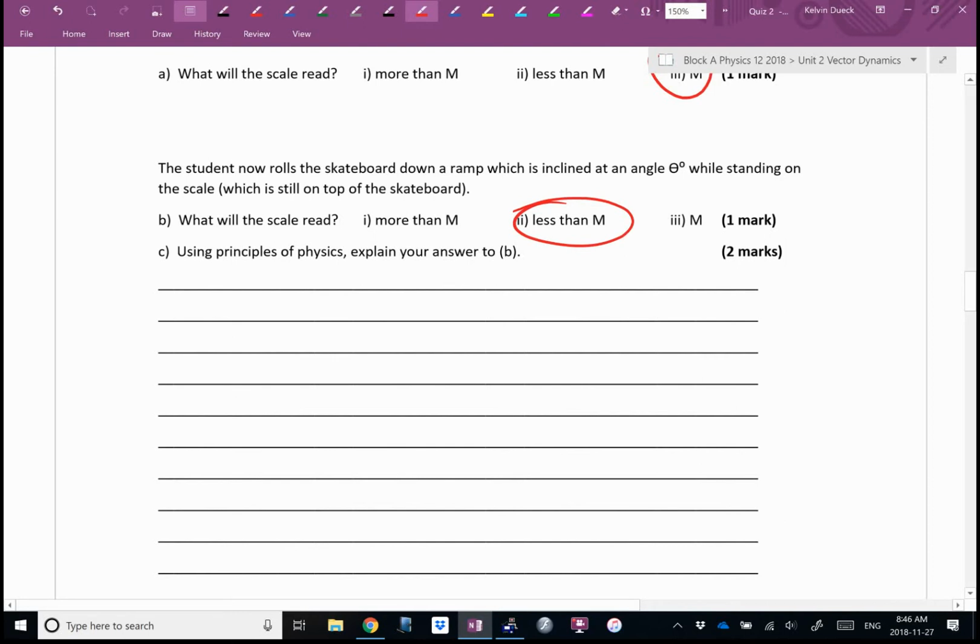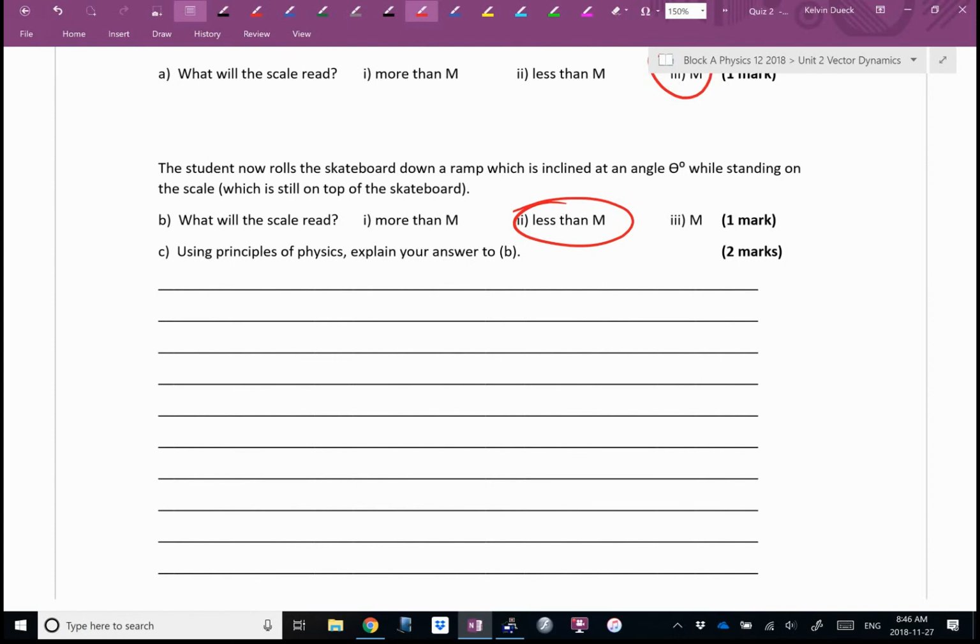Now, there are several ways you could answer this. If you used the extremes argument, starting at 90 degrees and going to 0 degrees, and you said something like, well, if theta was 90 degrees, the scale would read 0, and I've just finished saying that when theta is 0 degrees, when we're flat, it reads big M, so we're going from big M to 0, starting at 0 degrees, and you said something like that, I'd give you full marks.